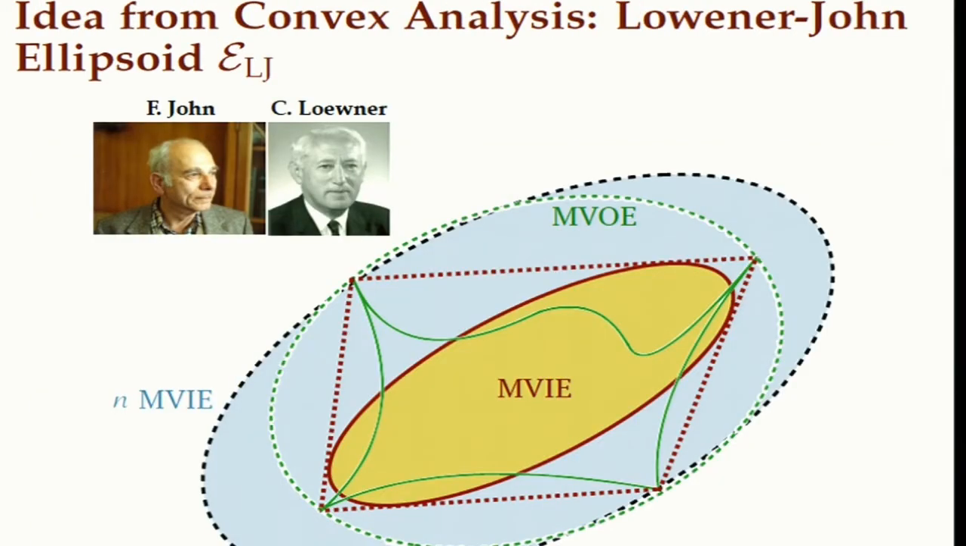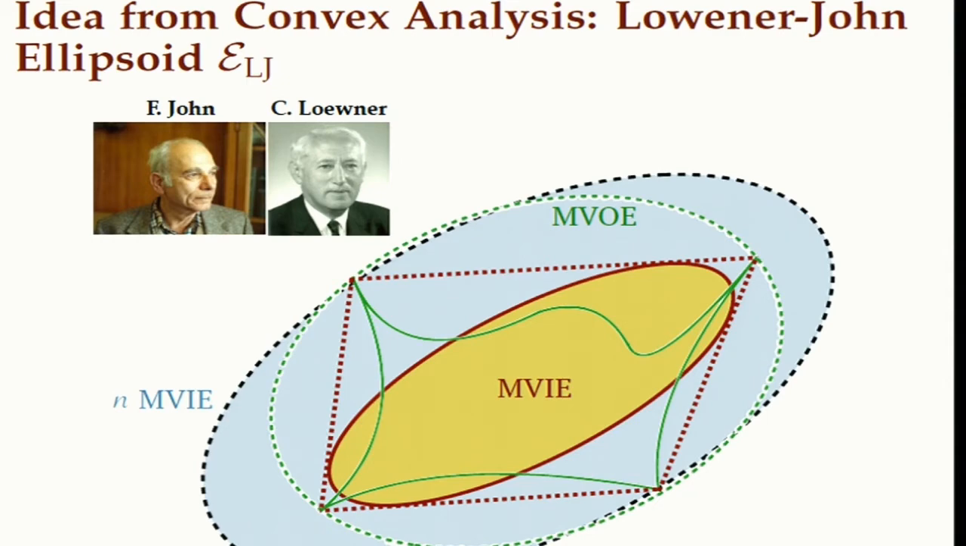The idea of doing this comes from convex analysis. There is a result in convex analysis that says if you have some convex set, there is a unique minimum volume outer ellipsoid for any convex set. This unique part is not obvious. Also, there is a minimum volume inscribed ellipsoid for any convex set. Now, if you have a non-convex set, you can convexify it by taking the convex hull, and then you again have the same result.